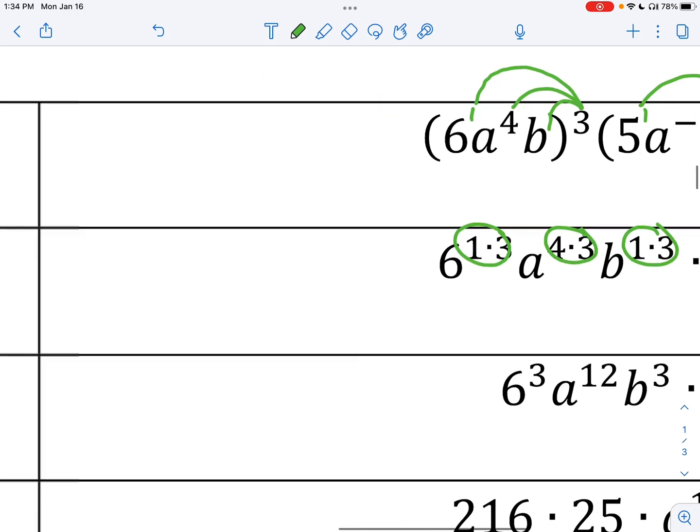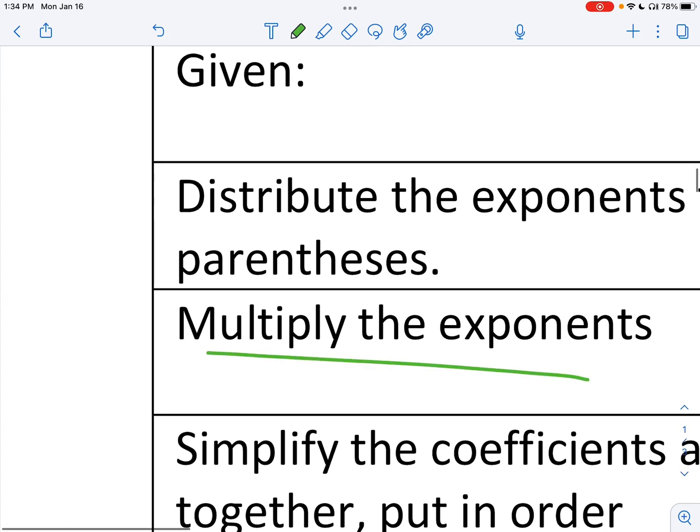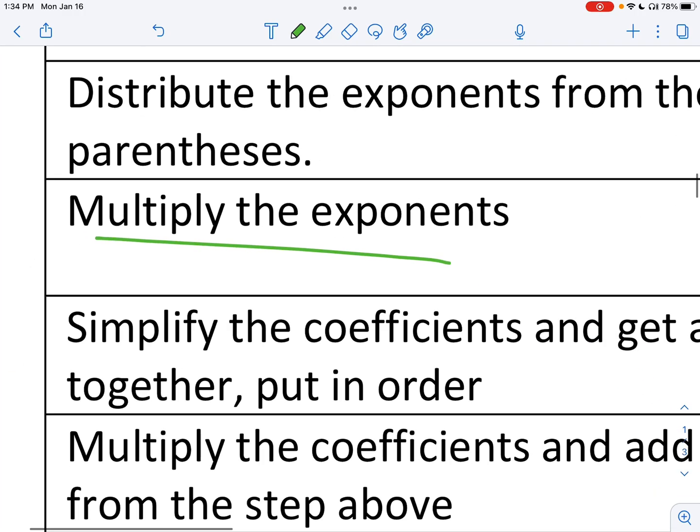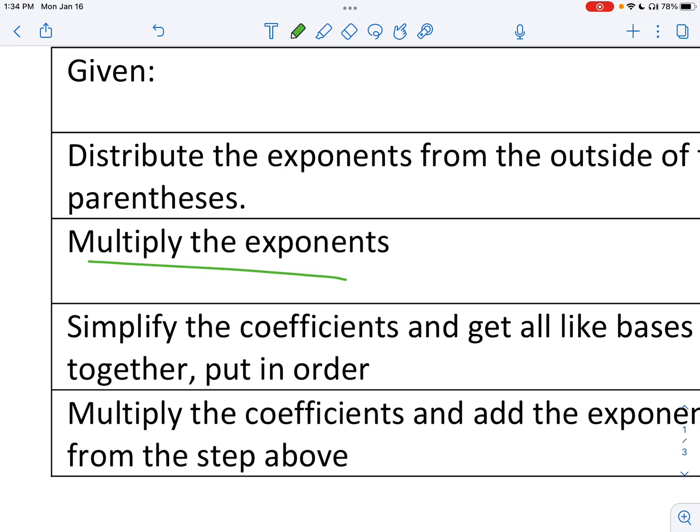The next thing we're going to look at is multiplying the exponents together. So you distribute it, and now it's time to multiply. Well, 1 times 3 is 3, 4 times 3 is 12, 1 times 3 is 3, 1 times 2 is 2, -3 times 2 is -6. Let's go see what we do next. Simplify the coefficients and get all the like bases put in order.